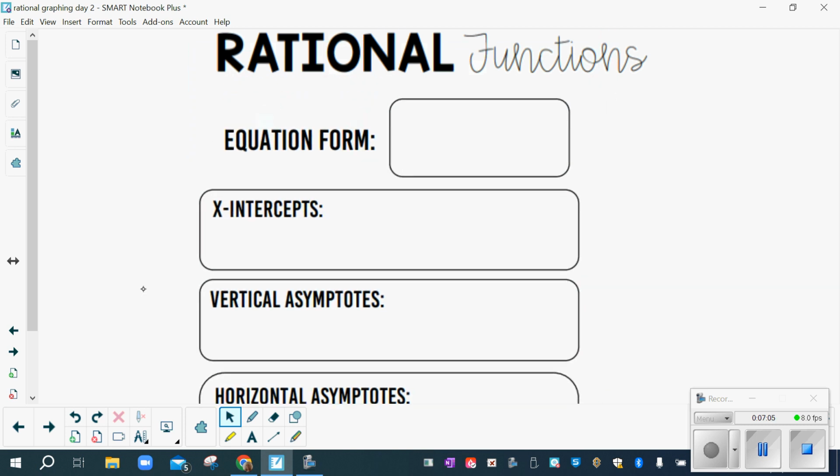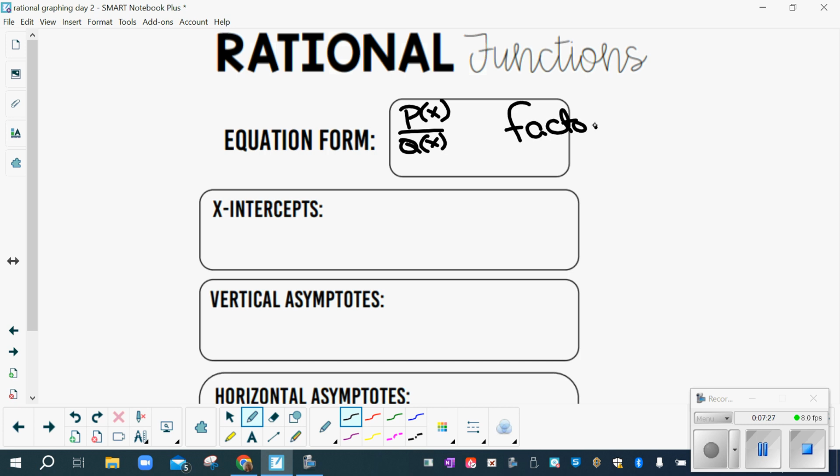So first thing we want to know is these are called P of X over Q of X. Does that really matter? It doesn't. But I don't want anyone to be like, where are those P's and Q's coming from? But the first thing we always need to do, we want to factor this baby, right? We got to do some factoring.